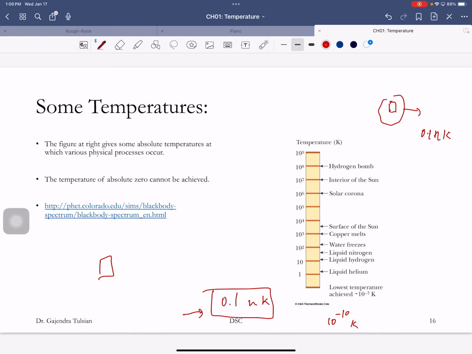So which way does heat flow? From a warmer object to a cooler object. So here's a colder object and heat will flow this way. This is hotter, this is colder. If you want to cool something, you have to bring something cooler to it.